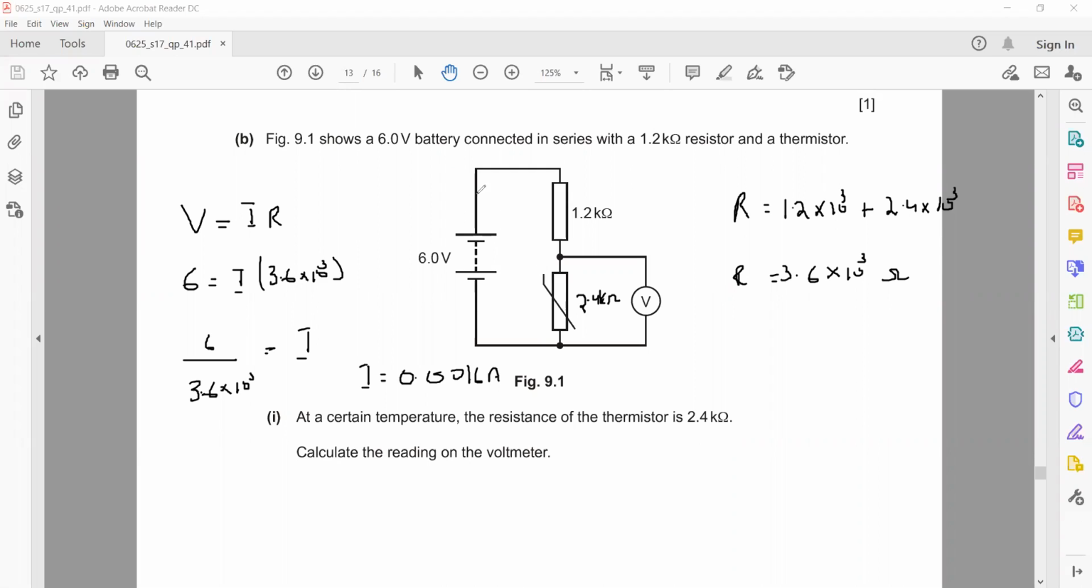Now we know, because they are in series, they will have the same current. So we know the current here, we know the resistance, so we can find the voltage. Again, we'll use the same formula, V equals IR. I is the current, which is 0.0016, and R is the resistance, that is 2.4 times 10 to the power 3, or 2400.